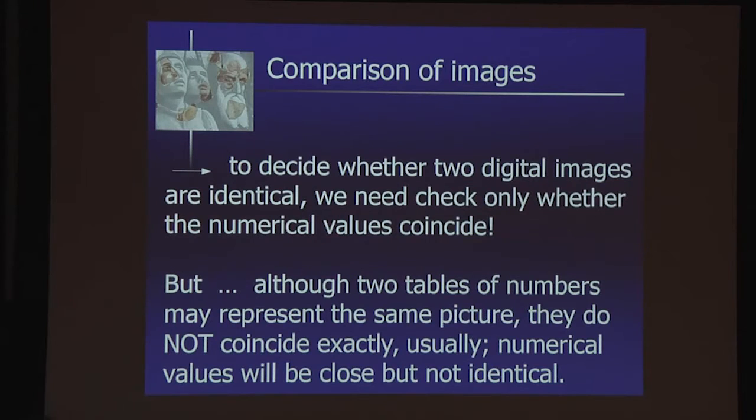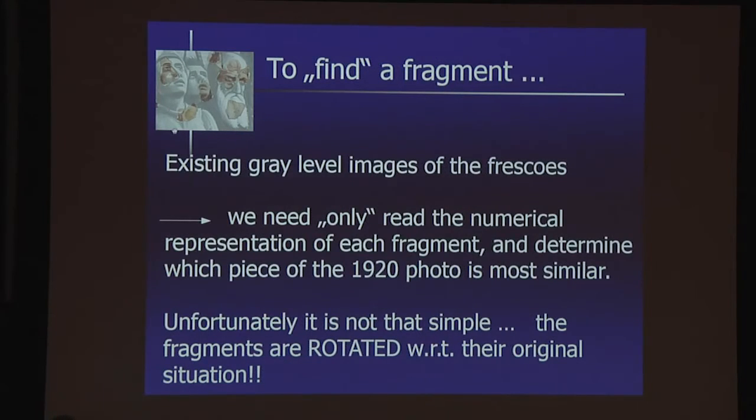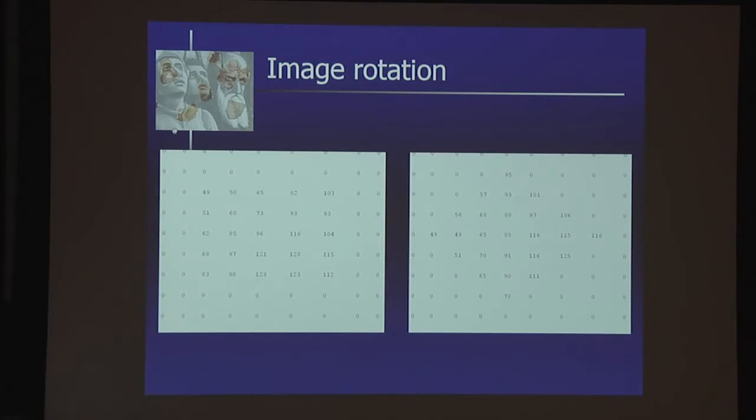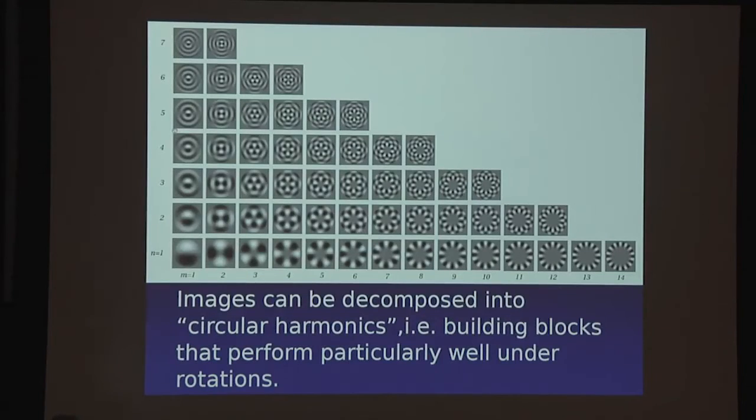But not only that, the image could well be rotated, as it is in our case. And here I have two arrays that correspond to numbers around the same point in the painting, but one is rotated and the numbers are completely different. So how are you going to deal with that, if you don't know exactly where things are situated?